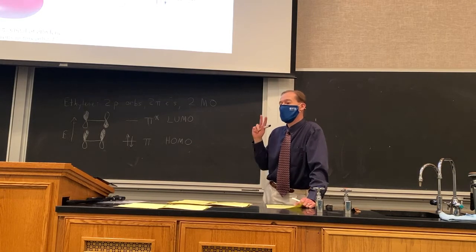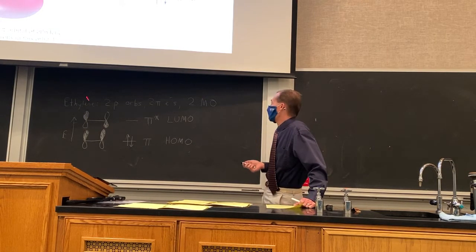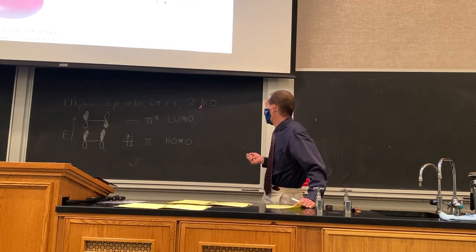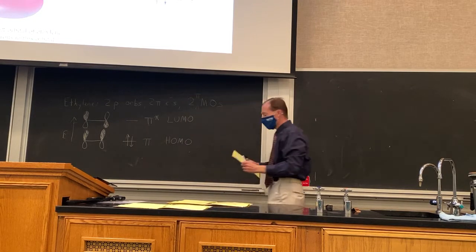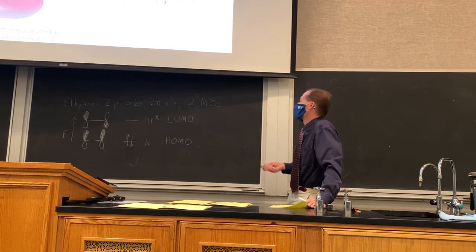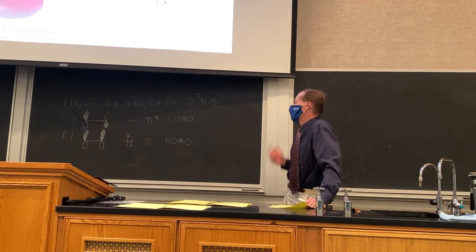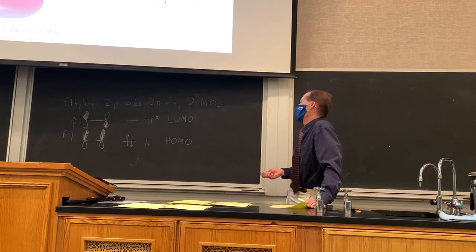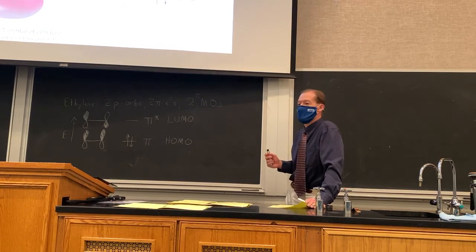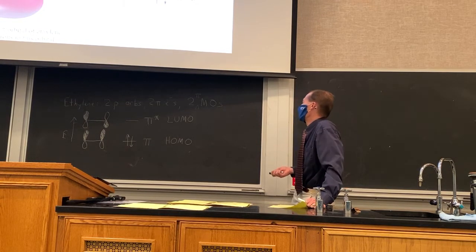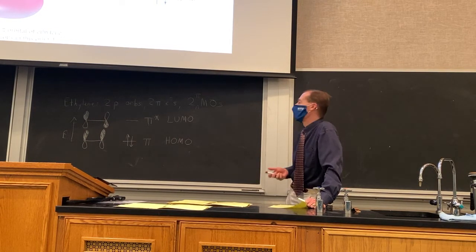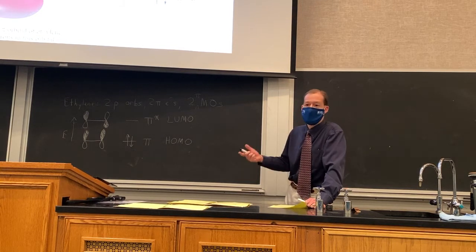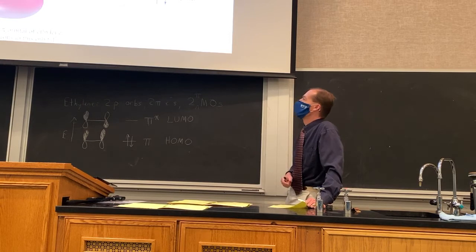So with ethylene, where we only have 2 p atomic orbitals, we end up with 2 pi molecular orbitals. I should have put a pi here, because we're only considering the pi molecular orbitals. So we end up with one with 0 nodes and one with 1 node. And the pi molecular orbital with 0 nodes is the one that is occupied, the lowest energy molecular orbital. Since we only have 2 molecular orbitals of ethylene, the occupied one is the HOMO, the highest occupied molecular orbital. And the unoccupied one is the LUMO, the lowest unoccupied molecular orbital.